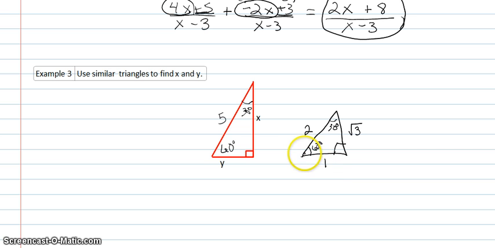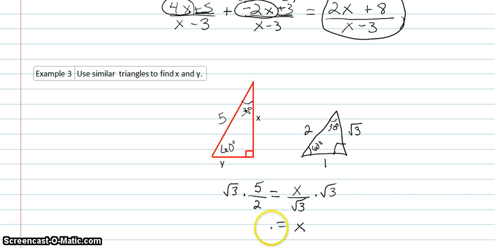So what we're going to do is create ratios and set them equal to each other using corresponding sides. So I would say 5 over 2 would be equal to x over the square root of 3. Then to find what x is, I would just multiply both sides by the square root of 3. So x equals 5 square roots of 3 over 2.